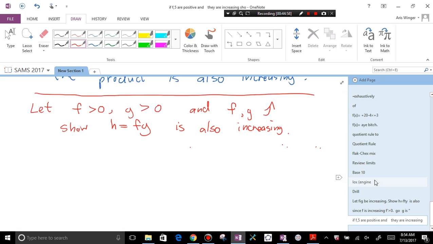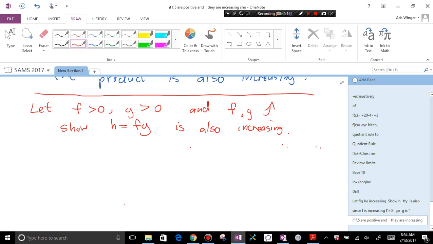All right, I'll open the floor. Okay, go ahead. Since H prime equals F prime G plus G prime F, and F prime and G prime are never negative, H prime must be increasing because the sum of F prime G and G prime F is also positive. Perfect. Other explanation? Go ahead.